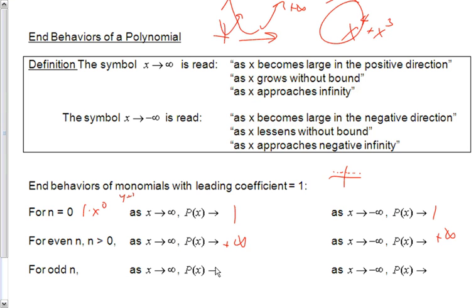The other piece is if it's odd. If we look at x cubed, it goes up if you go to the right. But if you go to the left, it gets really negative, so it goes to negative infinity. The only way these are going to change is if you put a negative coefficient on them. Then it swaps the order. So if you think of x squared positive, you put a negative on x squared, it makes them both negative. So that's why I say the coefficient is 1. If it's negative, then these swap to the opposite signs.